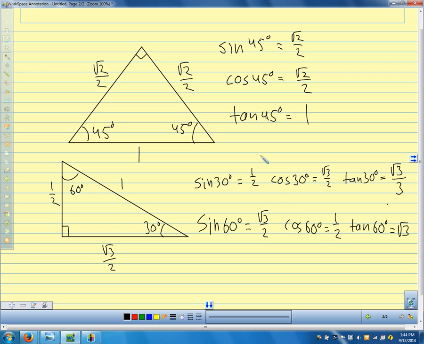Do you see any relationship between these two? These are the same. And how are 30 and 60 degrees related? They are what kind of angles? What is this, Stephanie? They're complementary. 30 degrees and 60 degrees are complementary.